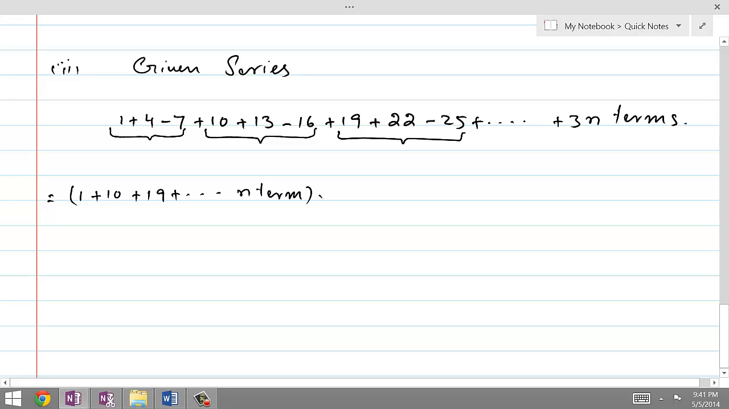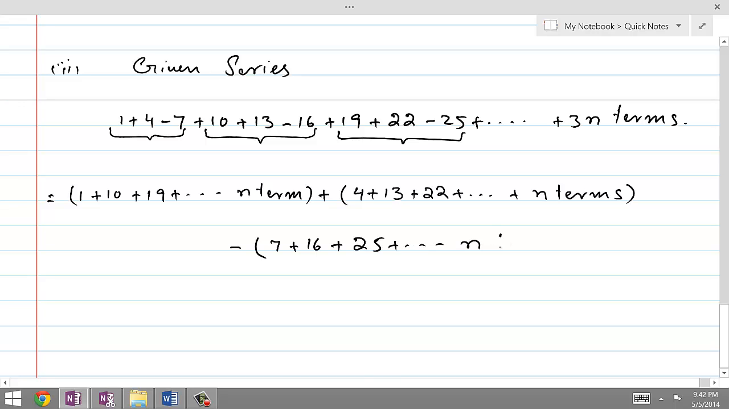then we take the second one, that would be the second number from each triplet, 4 plus the second number from the second triplet will be 13, and then would be 22 plus so on, and these will be n terms, and if we take negative common from the third number of each triplet, this will be 7 plus 16 plus 25 plus so on up to n terms.